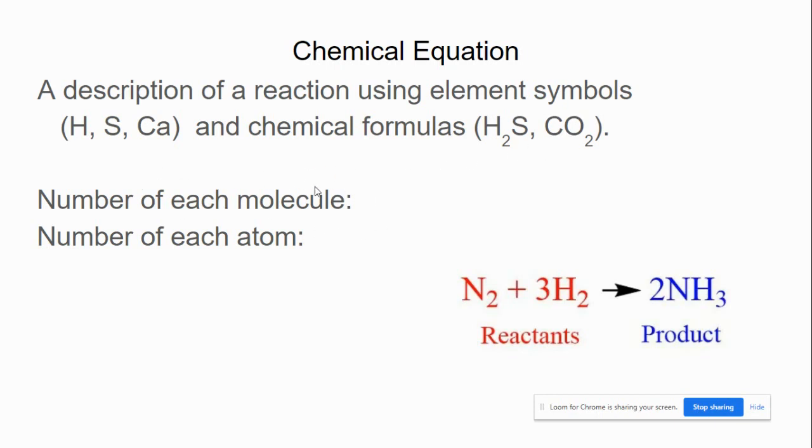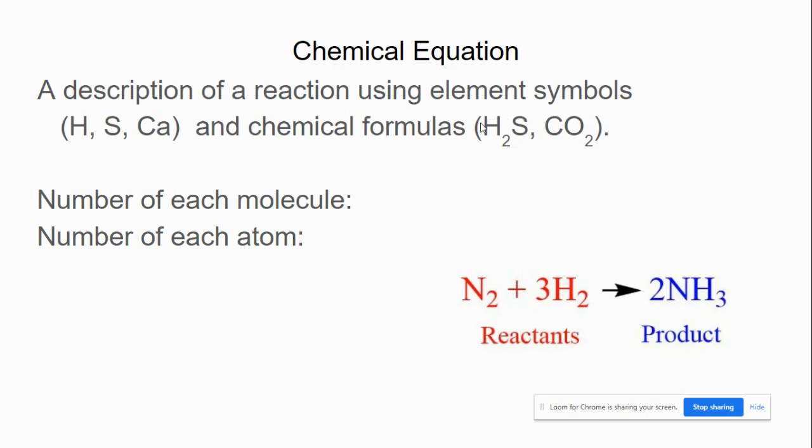Now there's 2 different numbers that we could have here, right? The number of each molecule, which is this number out in front here. Remember, this 3 means that I have 3 of these H2 molecules, and this is called a coefficient, this number right here. Number of each molecule is called a coefficient. And the number of each atom is these little subscripts down in here.